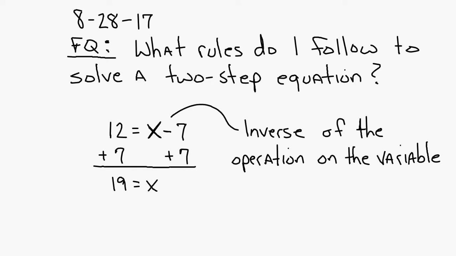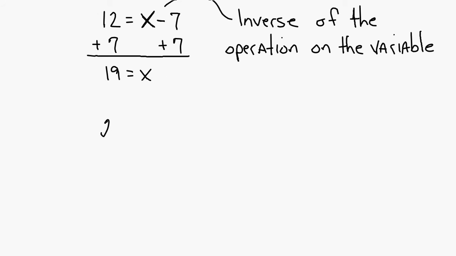In a two-step equation, here's what the problems are going to look like this week. The only difference between this week and last week is there's going to be a number in front of the variable. Okay? So if there's a number in front of the variable and addition or subtraction, then it's a two-step equation. So let's say you got 2x plus 8 equals 20.